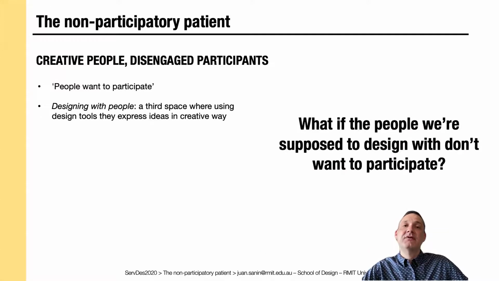The second experience is about another paradox: the fact that we take for granted most of the time that people want to participate in design processes. The expression "designing with people" is somehow the slogan that explains how that participation should take place. Designing with people says more or less that designers facilitate the constitution of a third space, then users come into that third space to use design techniques and design tools that help them to express their ideas in creative ways, and in that way they can contribute to the design process.